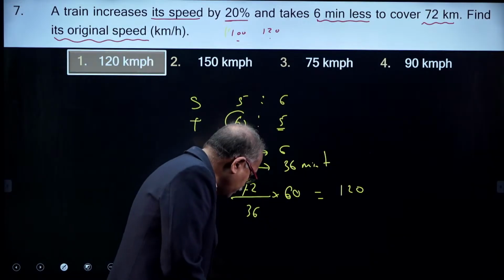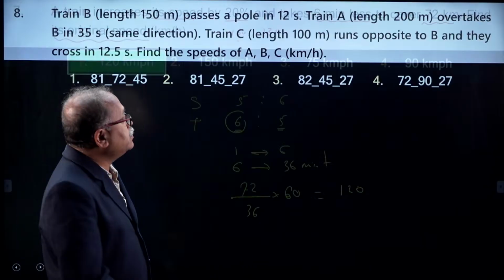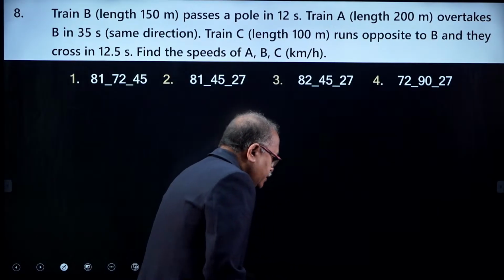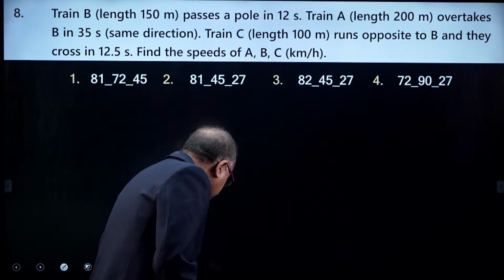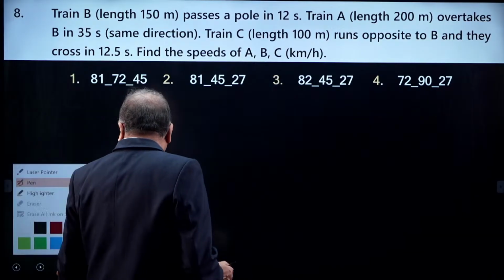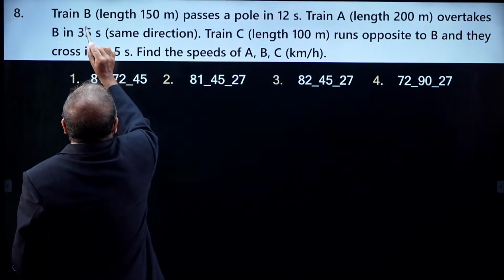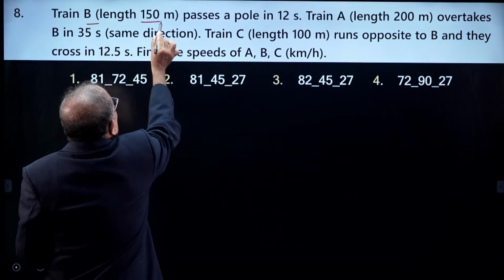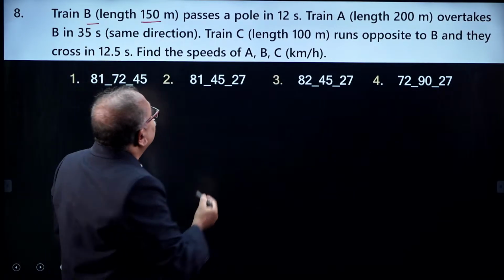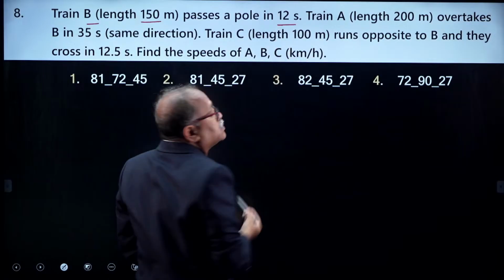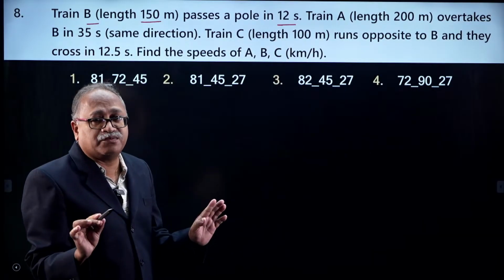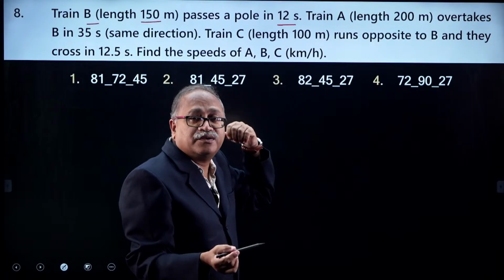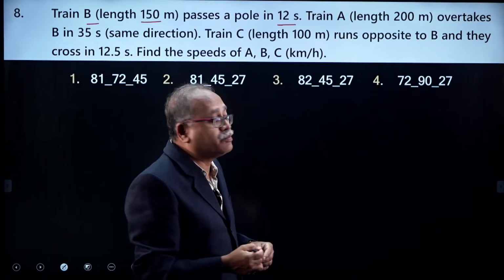So let me move on to the next question, which is here. Allow me to read the question first. The train B, length 150 meter, passes a pole in 20 seconds. So we can find the speed of the train. So I know that 18 meter per second, or 18 into 18 by 5 kilometer per hour.